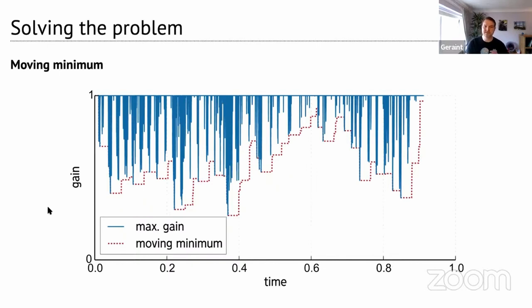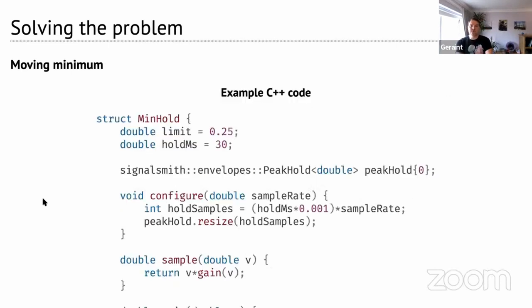And then, we're not going to listen to that. But the next step we're going to do is get rid of the spikiness. We're going to look at some example code, sorry. So let's assume you have some kind of moving maximum. I'll talk a bit later about how you might try and do that.